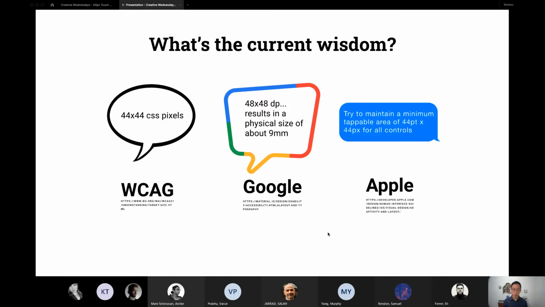Apple says 44 by 44 for all of their controls. And they're assuming, obviously, that all your devices that you're designing for are Apple products. And so it gives them a little bit of leeway. But ultimately, we have different people saying different things. So first of all, there's not cohesion in saying exactly how many pixels are needed for 1 centimeter. And not only are they not the same, they don't really tell us too much about how to relate the digital side to the physical side of touch targets.